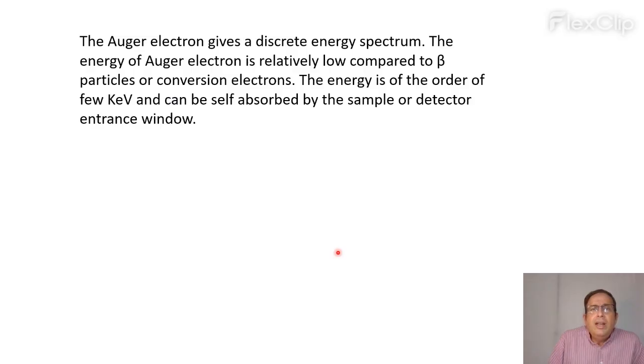So basically an Auger electron is of the order of kiloelectron volts. That is the kind of energy that one gets when an Auger electron is emitted in the process. Since the energy is low, this Auger electron can be absorbed by the sample itself or by the detector window. Whatever detector you are using to measure the radiation, the window of the detector might absorb the low energy Auger electron.